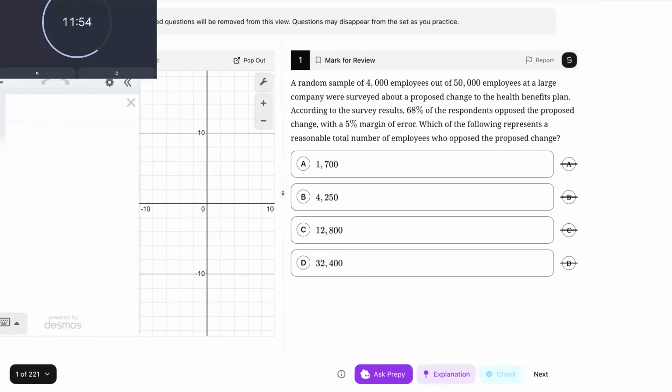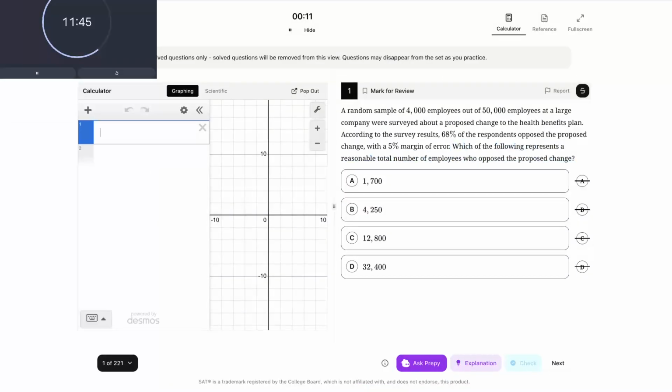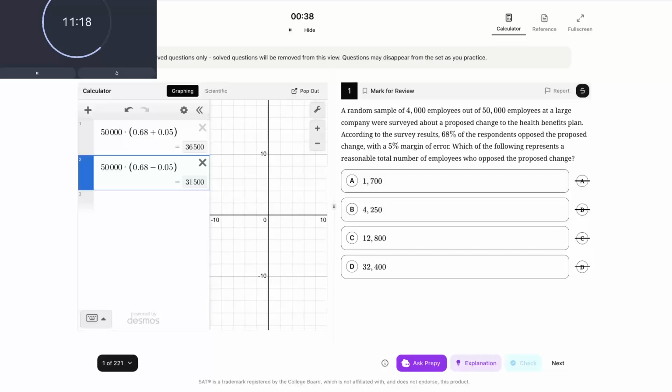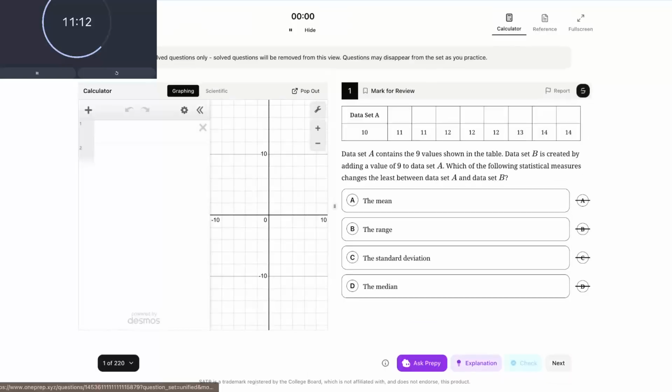Random sample. Blah blah blah. What is a reasonable price? Okay, so it's the same thing that we did last time. Total numbers. So you got 50,000, and you multiply by 68%, 0.68. And remember, margin of error is 0.05. Crap, what the hell? So just copy and paste this over. I don't think you can copy and paste in the SAT, which is kind of a pain in the butt. It's between these two values, which is this. Yeah, pretty simple stuff. Since I'm used to it.